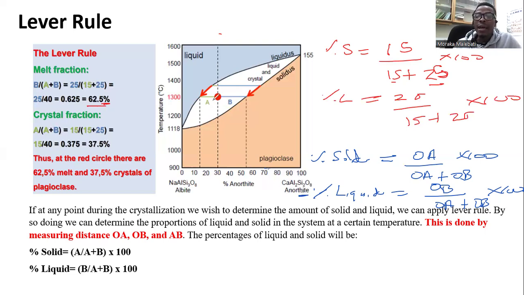Don't forget that when you're using the lever rule, you are doing the opposite. If you want the proportion of the solid, the solidus line is this way, and you have to go the opposite way, which is this way. So you just do that. I hope this makes sense.